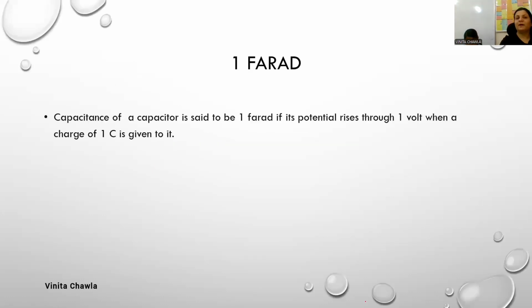1 farad. So capacitance of a capacitor is said to be 1 farad. See, because C is Q upon V. So if charge is 1 coulomb and potential difference is 1 volt, only then capacitance is 1 farad. Okay. So it is said to be 1 farad if its potential rises through 1 volt when a charge of 1 coulomb is given to it. So if we give a charge of 1 coulomb to a condenser and its potential rises to 1 volt, then we say that capacitance of that capacitor is 1 farad. So when we give charge, potential rises.